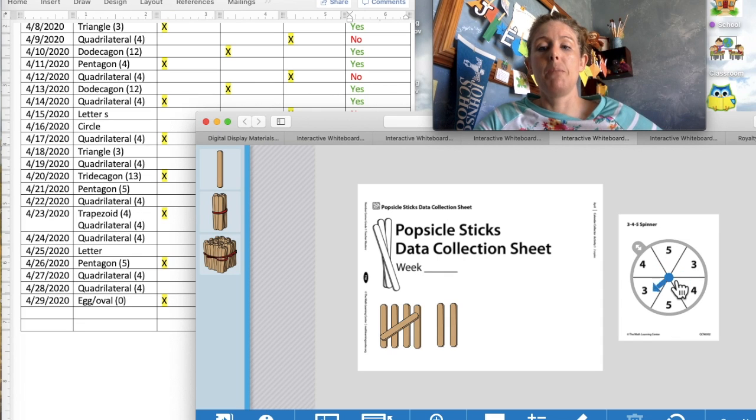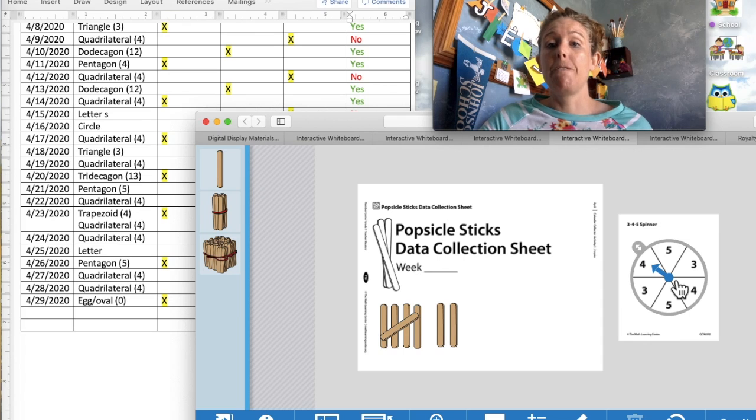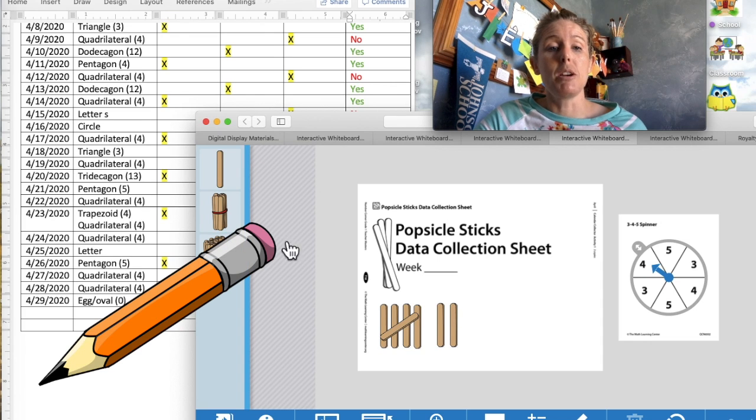Let's spin one more time. Looked like it was on a line. We are adding 4 more popsicle sticks. So make sure to add with your tally marks, because my popsicle sticks look like tally marks. We're going to add 4 more.